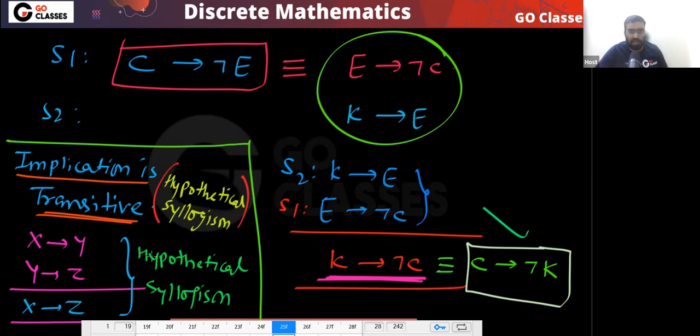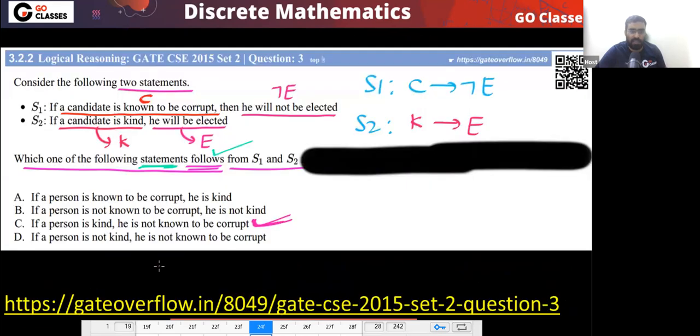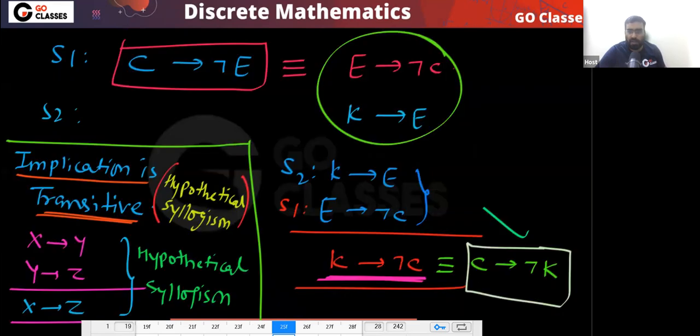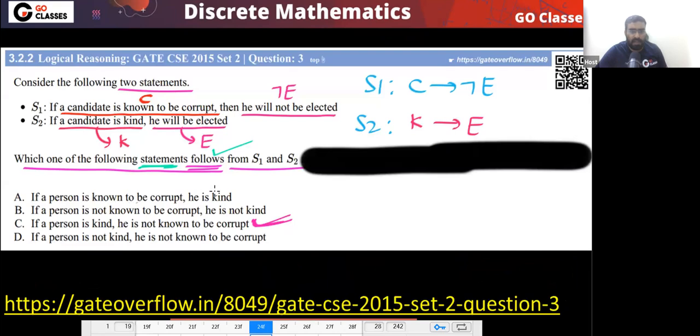So in the question, they can also give "if he is corrupt, then not kind." Okay, this option also can be given. Is this clear? If corrupt, then not kind. If this option is given, tell me, not kind, then this also will be the answer. Are you getting my point? In this situation, this also will be correct because they are contrapositive.